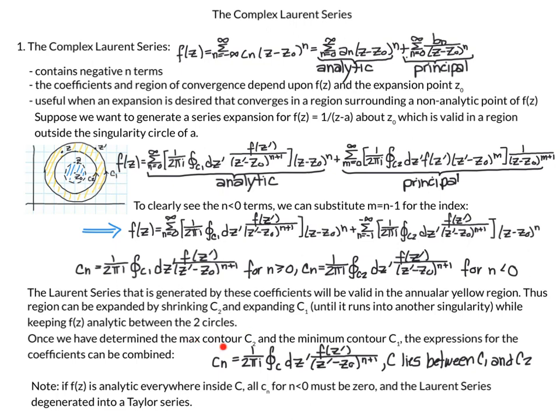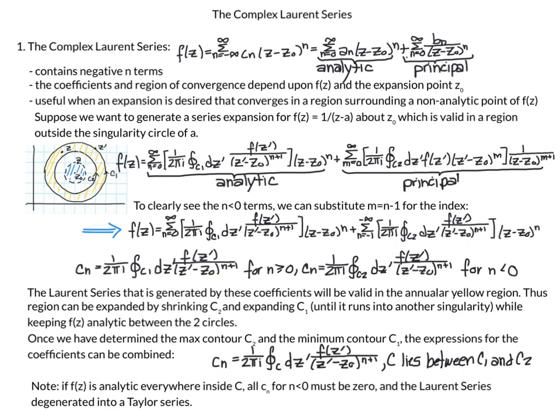So once we've determined the max contour for C2 and the minimum contour for C1, the expression for the coefficients can be combined. And note, if f of z is analytic everywhere inside C, all Cn for n less than 0 must be 0.